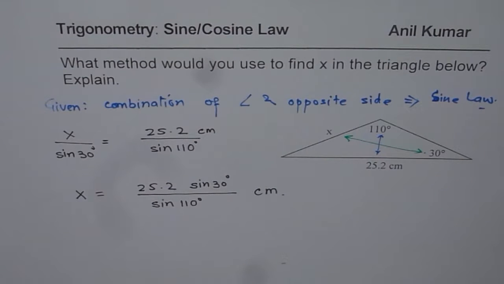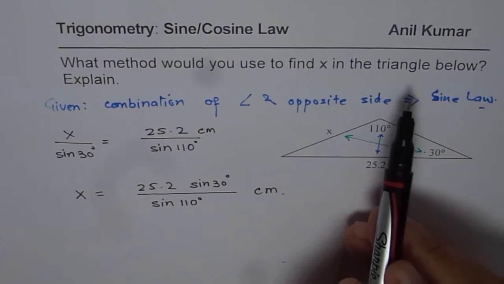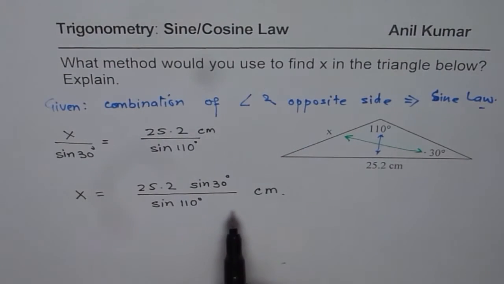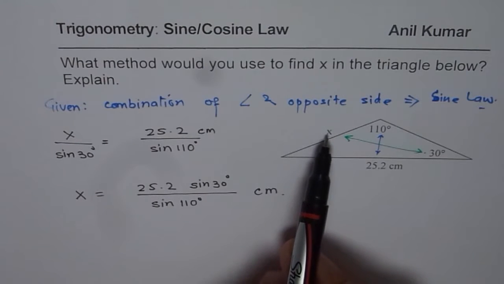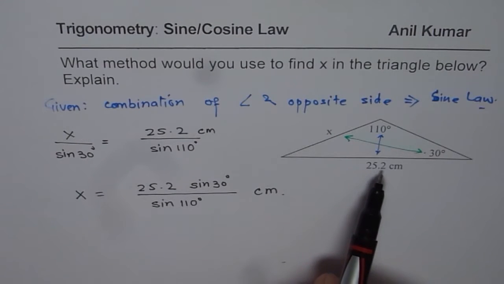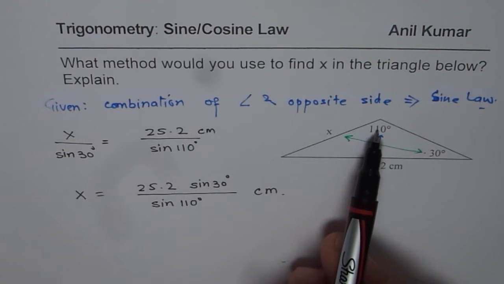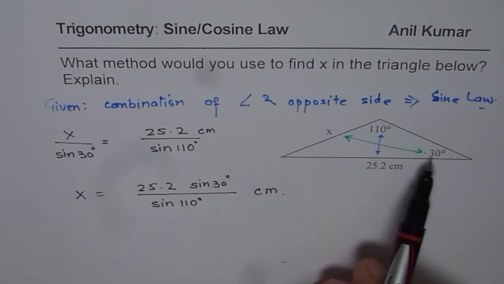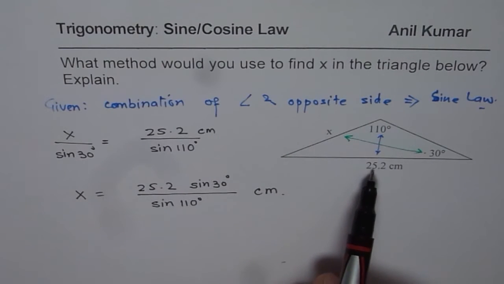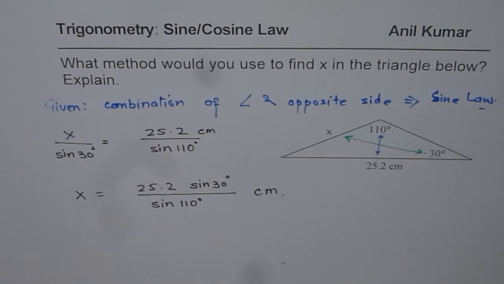I hope that works, right? So this is how you have to always use sine law and find your answer. Note in the question, we are not saying calculate x. So I'm not doing the calculation, but you should practice and find the value of x, correct? The value of x should be much lower than 25.2, since the longest side is always opposite the greatest angle. Now 110 is very high as compared to 30, so this x has to be much lower than 25.2 centimeters. So that is kind of a check.